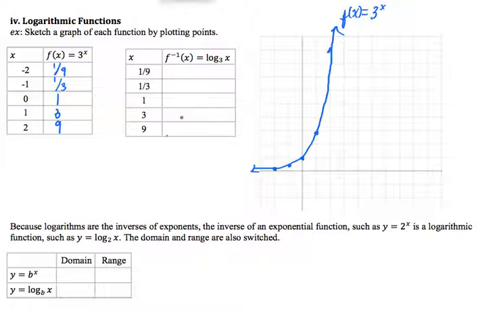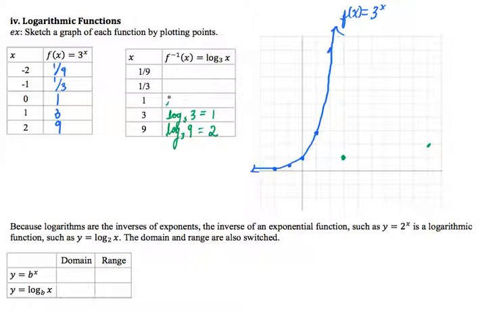So let's start down here. Log base 3 of 9. Recall that means 3 to what power equals 9? 3 squared is 9, so log base 3 of 9 is 2. So we have the point 9, 2 right there. Okay, then log base 3 of 3 means 3 to what power equals 3? Of course, 1. 3 to the first is 3. So we have the point 3, comma 1.